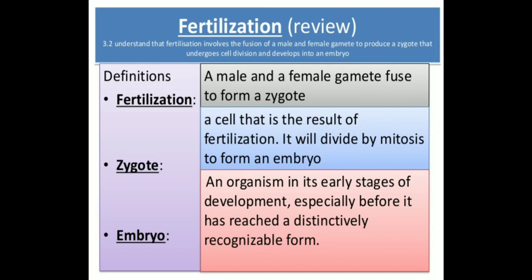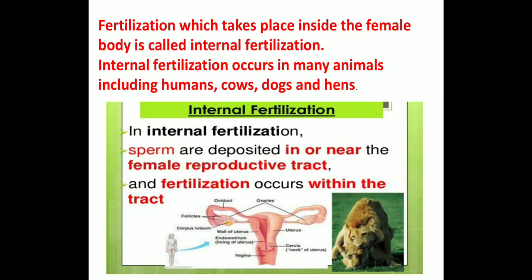Then the process continues developing, and the characteristics of a mother and a father start developing inside the body. Finally, the embryo is an exact copy of the mother and father. An embryo is an organism in its early stage of development, especially before it has reached a distinctively recognizable form. Next, fertilization that takes place inside the body is of two types.